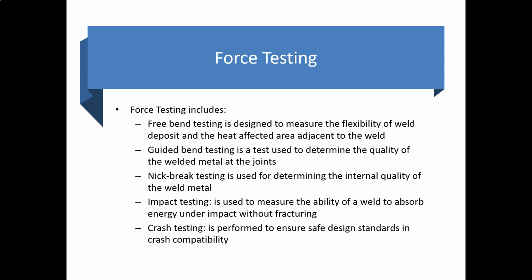Impact testing is used to measure the ability of the weld to absorb energy under impact without fracturing. It's considered a dynamic test in which a test specimen is broken by a single blow. It's useful in finding out whether any of the mechanical properties of a base metal were destroyed by the welding process. And the last one is the crash testing, which is performed to ensure safe design standards in crash compatibility, as we stated in the example of the car.